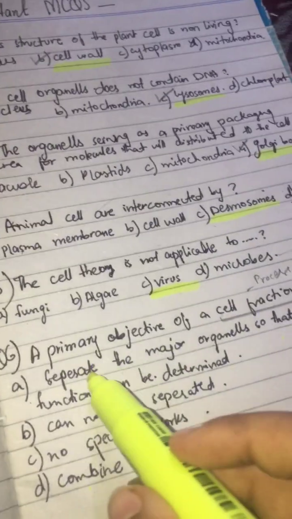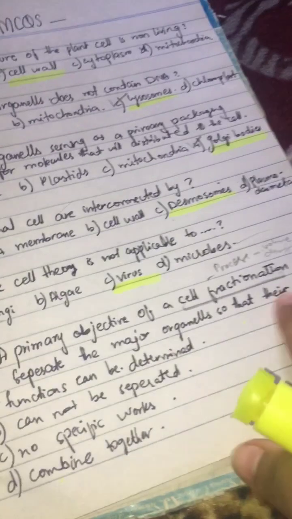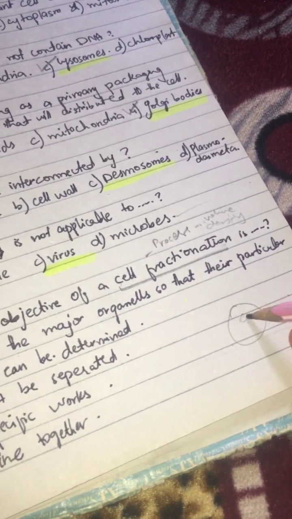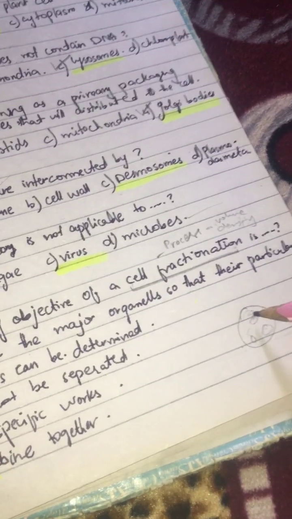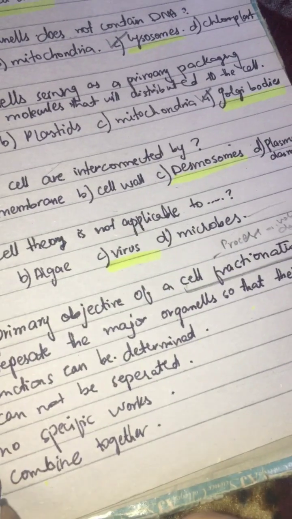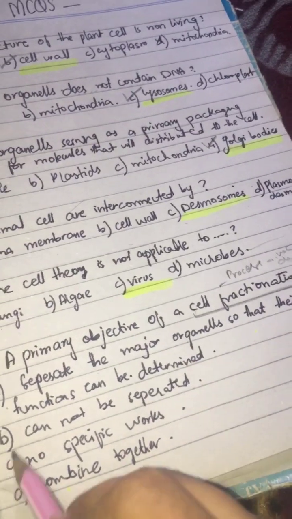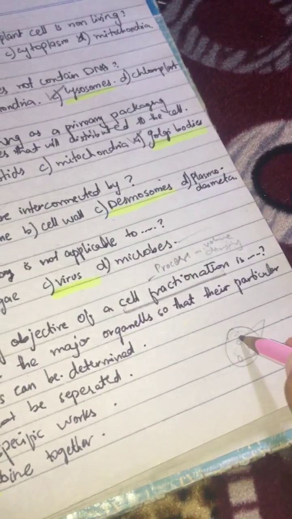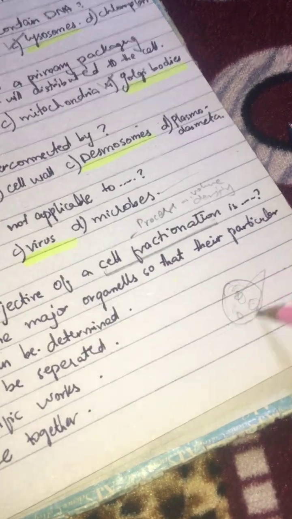How? Because it separates the major organelles so that their particular function can be determined. If we have one cell, we have a lot of organelles inside, mitochondria, vacuole, food vacuole, a lot of things. Can we combine all of these? Of course not, so they cannot be combined together. No specific work? Of course each has its work, so this one is also wrong. Cannot be separated? Of course they can be separated. Food vacuole is one thing, mitochondria is another, nucleus is another. All are separated from each other.